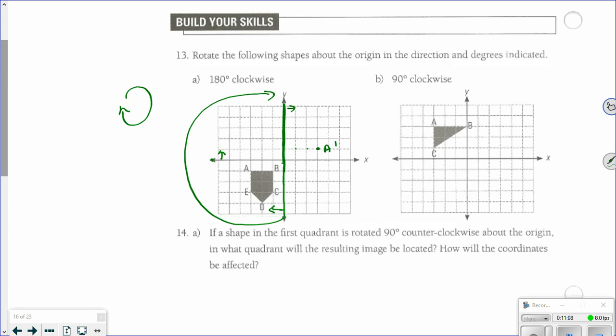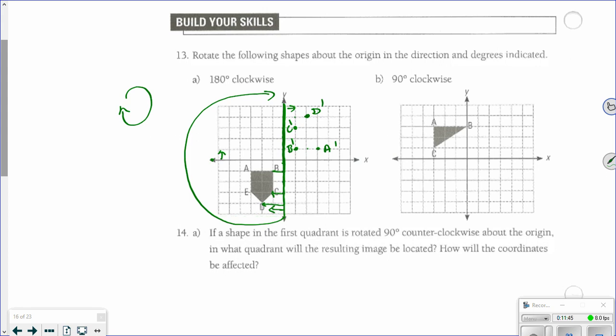To get to B, it was 1 along my reference line, 1 away. C was 3 along my reference line and 1 away. So 1, 2, 3 along my reference line, 1 away. D was 3, 4 along my reference line and 2 away. So 4 along my reference line, 2 away.